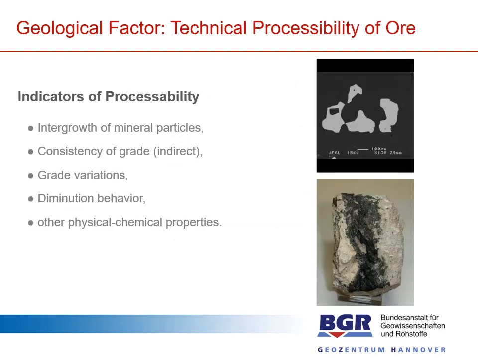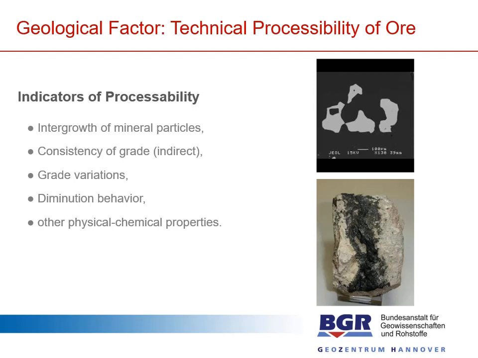But there's more you need to know about the ore body than just grade and tonnage. There are more indicators of the processability of the ore, for example. So one thing is the intergrowth of mineral particles. The stronger they are intergrown, the finer you have to mill, and the more difficult it is to separate the mineral particles afterwards in order to produce a concentrate, for example.